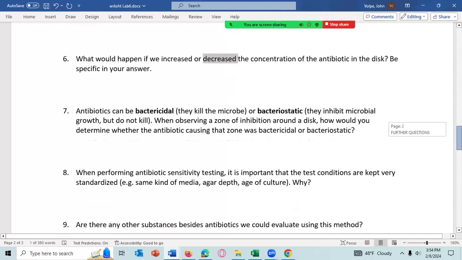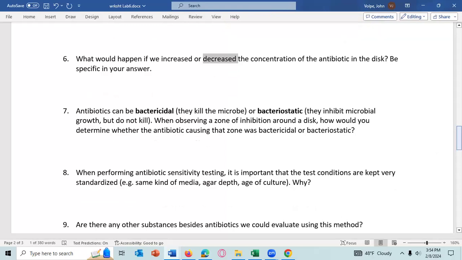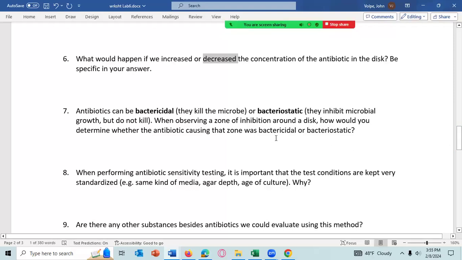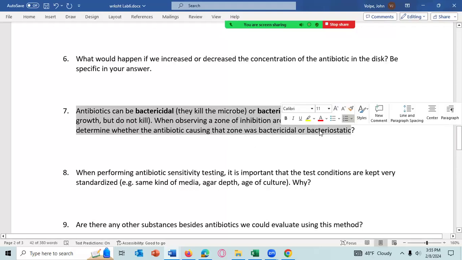7, antibiotics can be bactericidal. That means they kill the microbe, or they can be bacteriostatic. That is, they inhibit the microbial growth, but do not kill the organism. And if it's bacteriostatic, if you then remove the agent, the bacteria, if it's still alive, may grow. When observing a zone of inhibition around the disc, how would you determine whether the antibiotic causing the zone was bactericidal or bacteriostatic? I'm going to warn you that this is a thinking question. You cannot get the answer just by looking it up in the lab manual. You have to think about it.